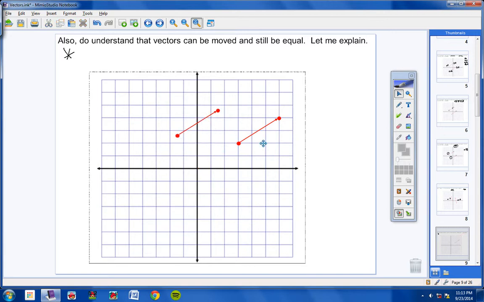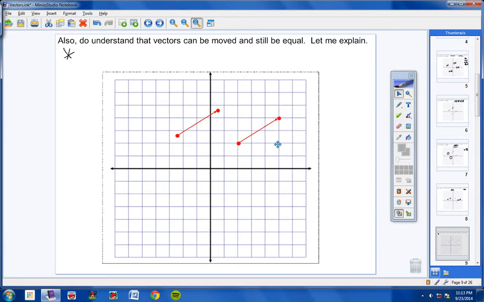Hold on one second, students. Sorry about that. If I picked this red vector up and I moved it to right here, do you know why they're still equal? You should. We just talked about it. They both have the same what? Length or magnitude, and they're both going the same direction. In other words, they have the same slope.